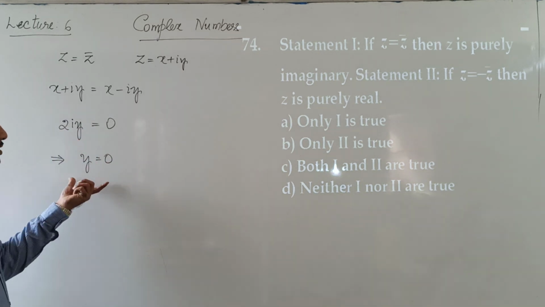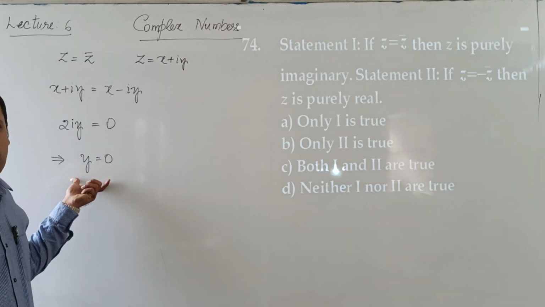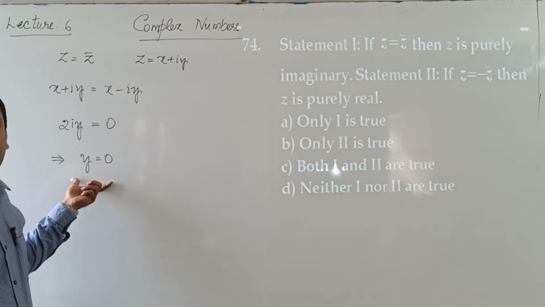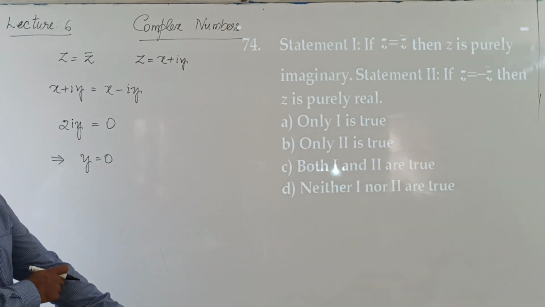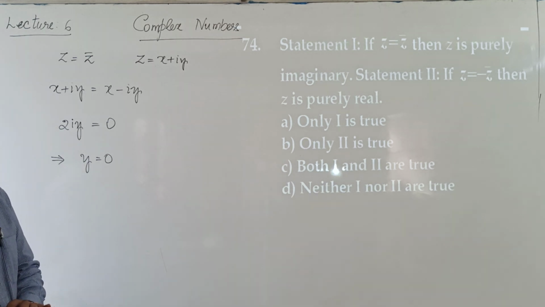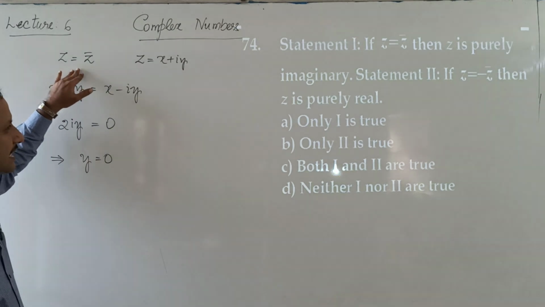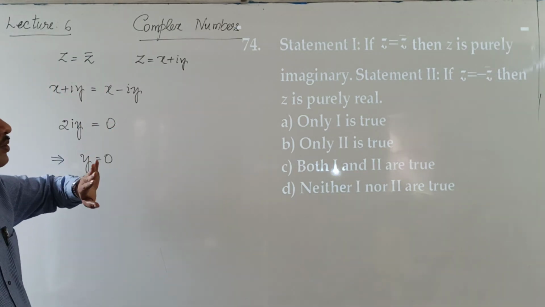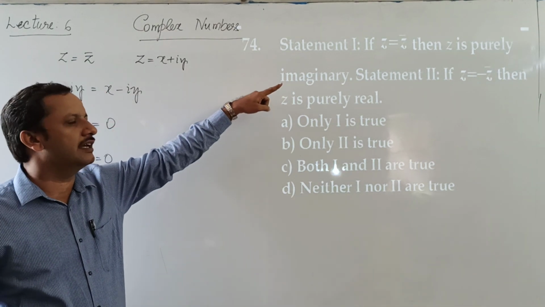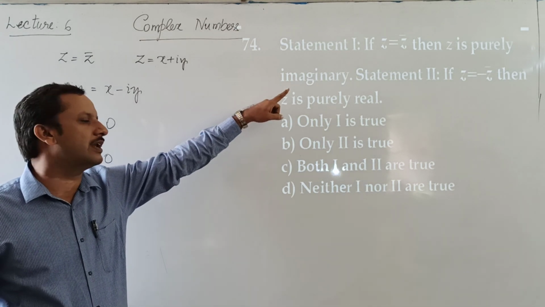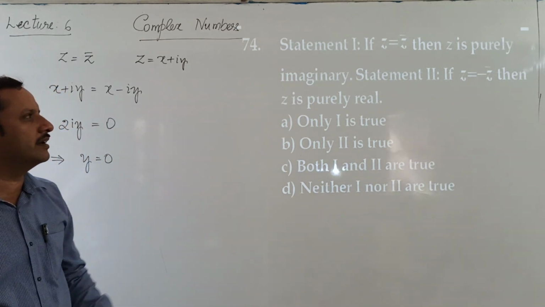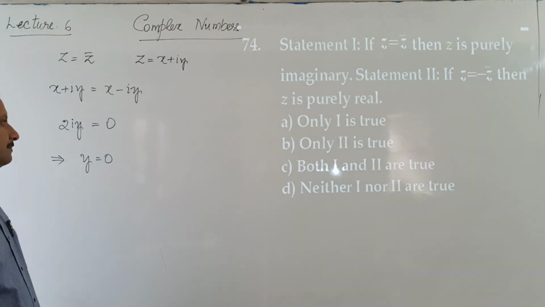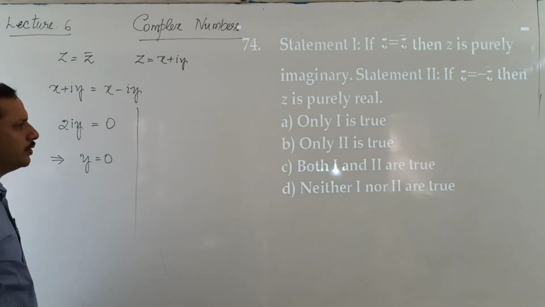y is equal to 0 means the imaginary part is 0. For a complex number, if the imaginary part is 0, then we say that it is purely real. So, if z is equal to z bar, then z is purely real. But what have they given? They have given the statement that z is purely imaginary. Therefore, statement 1 is false. Let us look at statement 2.